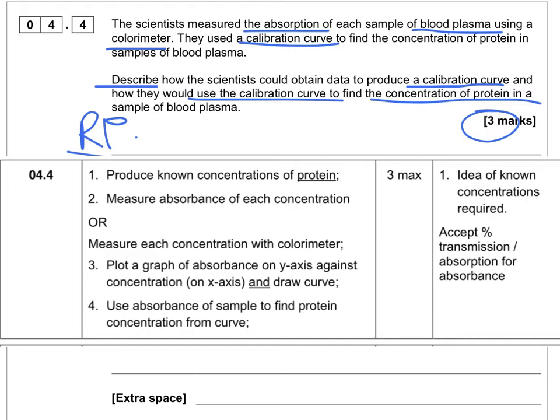You can't just say plot a graph, you've got to give a bit more detail for that mark, so absorbance on the y-axis against concentration, and don't forget you've got to draw the curve. Then you take the sample and you can find the protein concentration from the curve. You could explain that you would plot the absorbance and where it intersects with the curve of best fit, you would then draw it down to the x-axis to find the concentration from the curve.